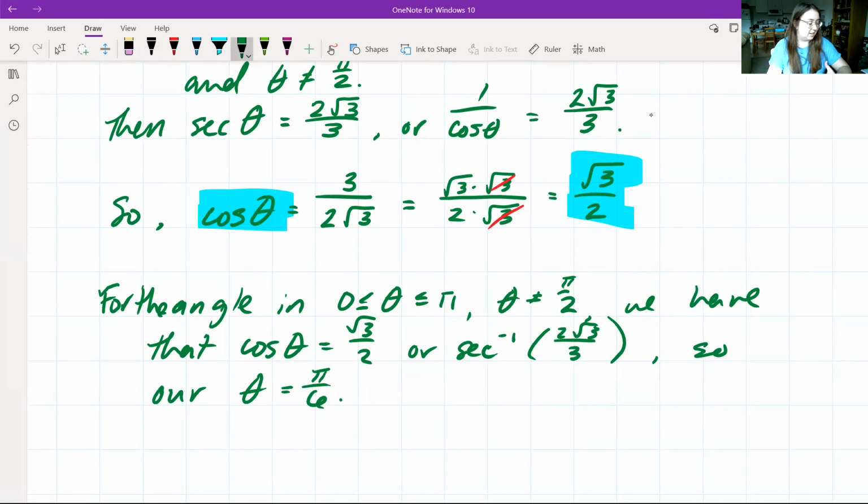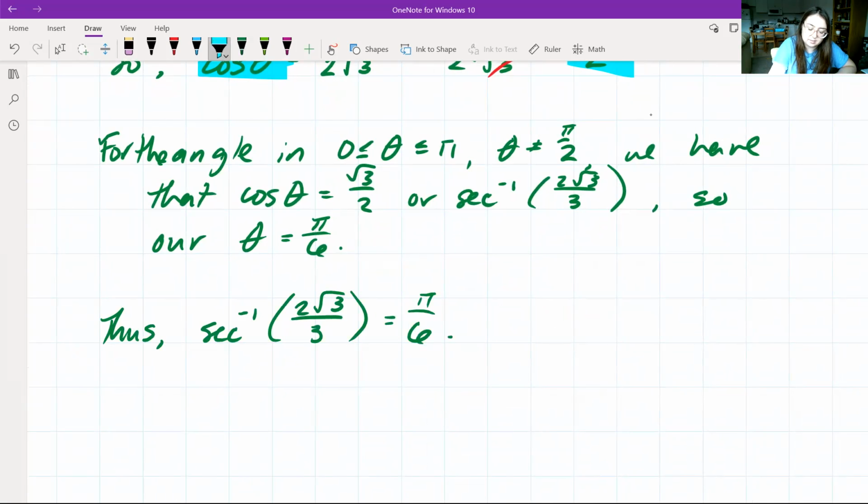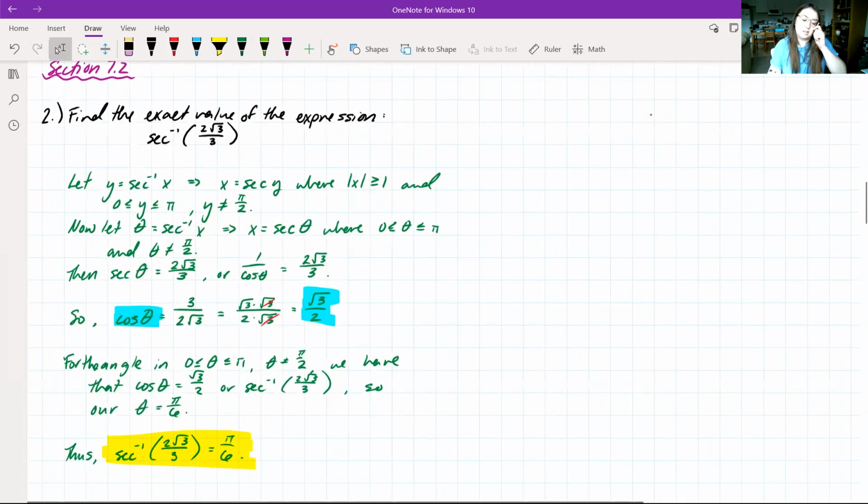So our angle then is going to be pi over 6. So thus we get our final answer: secant inverse of 2 times the square root of 3 divided by 3 is going to be equal to pi over 6. For a problem like this, rewriting this into easier ways was the key in finding our answer here.